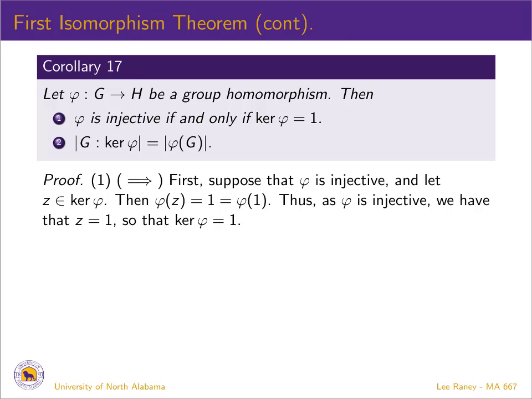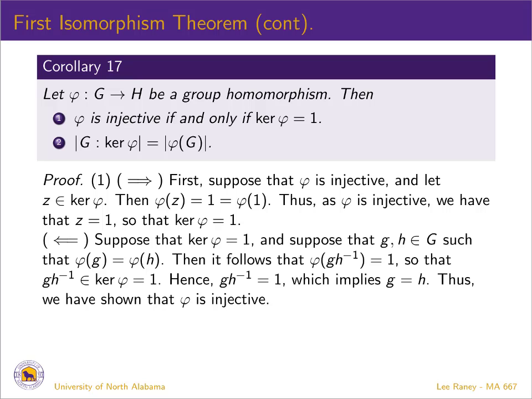So what we've just shown is that if you have an element of the kernel, then that element is 1, which implies that, since the kernel is a subgroup of G, the kernel is just the trivial subgroup containing only 1. All right, go the other direction.